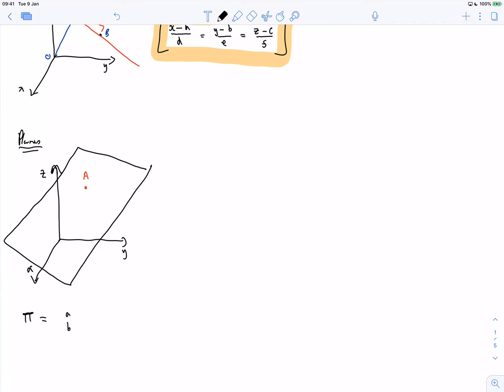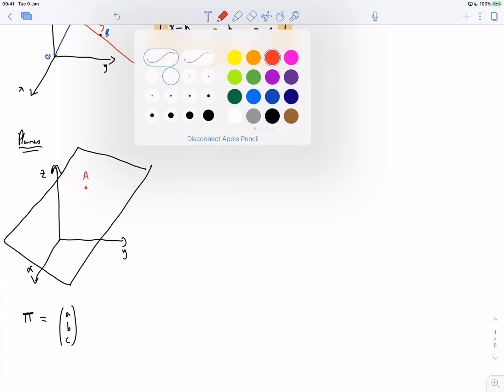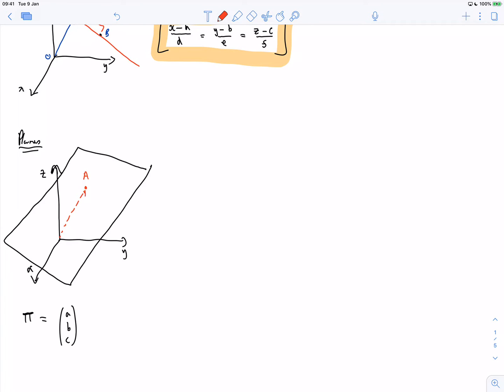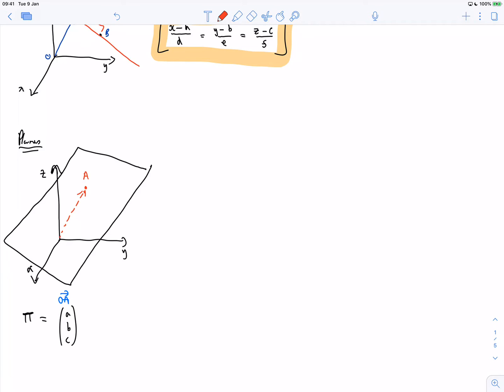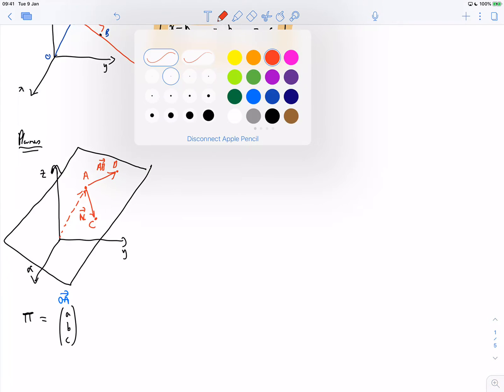So let's say that's the point A, B, C. The first step is going from the origin to some point A, like so. So let's say this is O to A. And now, with a plane, we've got to be a little bit more interesting. If we know three points on the plane, let's say A, B, and C, then we could work out the vector A to B, and we could work out the vector A to C, and as long as they're not multiples of each other, as long as they're not parallel, that's all the information we need.